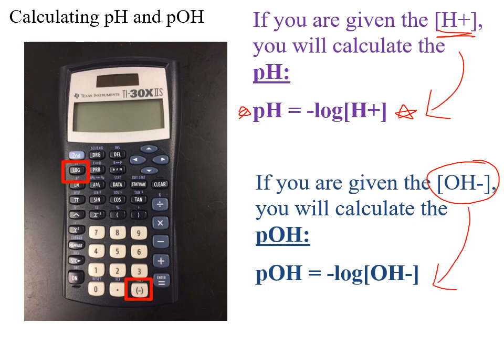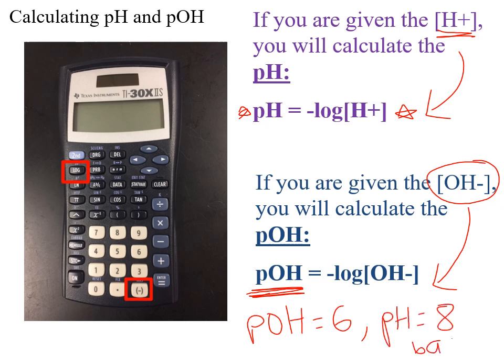And this is where, I know we're online and it might seem weird, get paper out and write your work down and write what it equals, because it's really easy to, I give you the OH, you do negative log of that thing, and then you're like, the answer's 6. So like, oh, the pH is 6, it's an acid. No, you were solving for pOH. So I really suggest you write down things like if pOH is 6, then pH is 8, and it's a base. Write things down when you're doing these calculations. It helps.